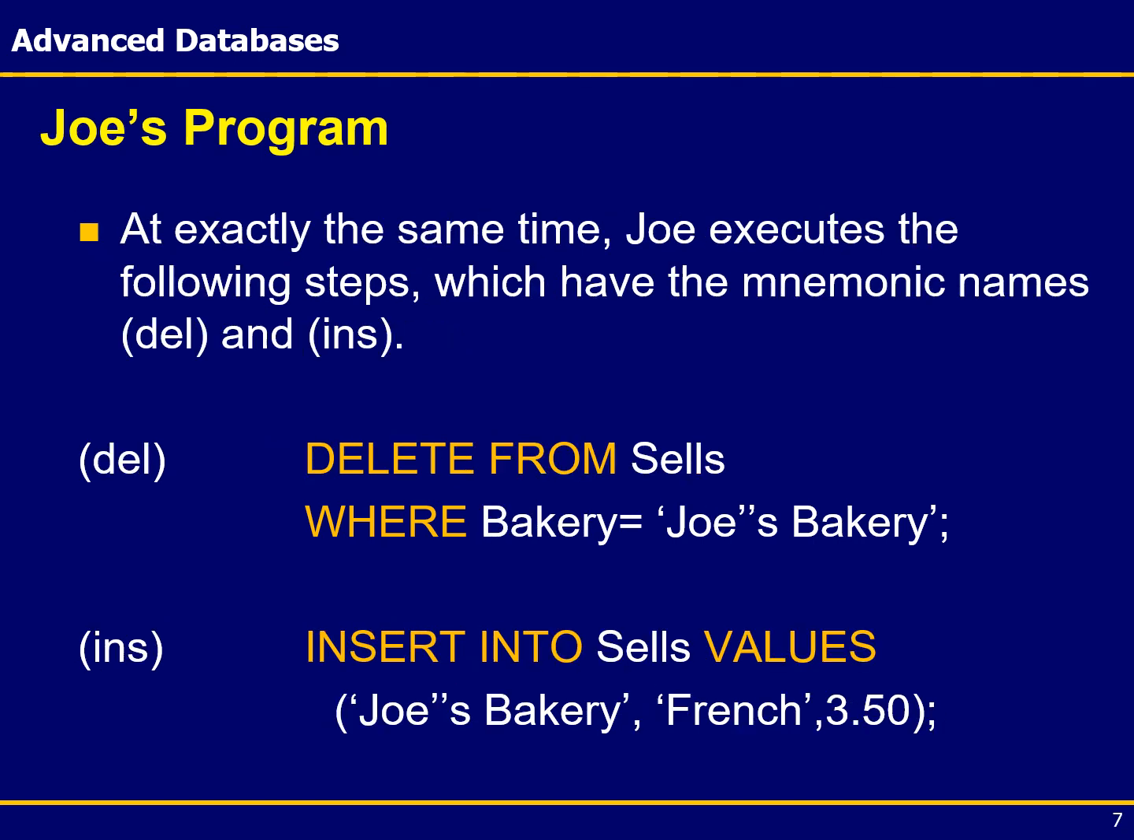Now Joe is going to type two different statements. He would like to first delete what he was selling before, so he types delete from cells where bakery equal to Joe's Bakery, and then he inserts the new type of bread using an insert statement.